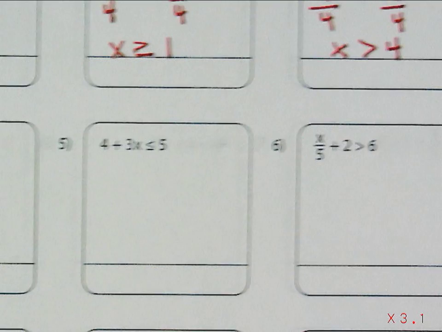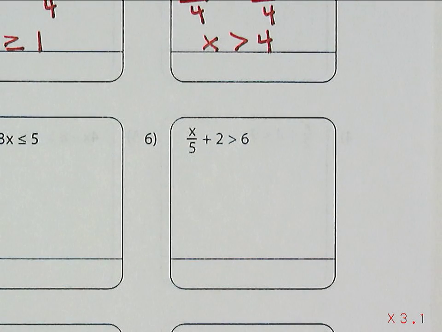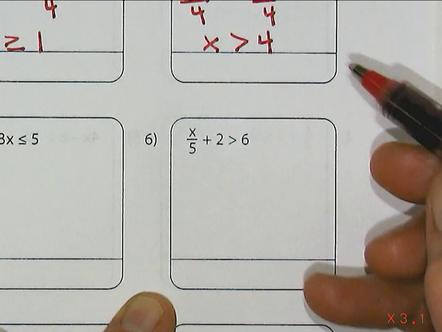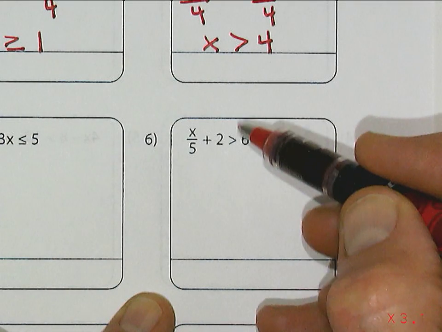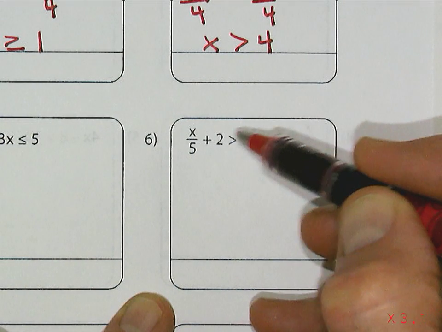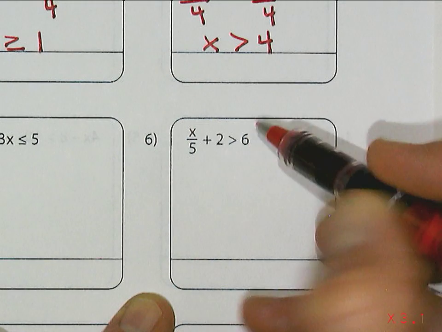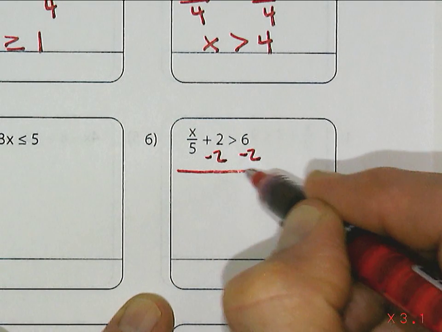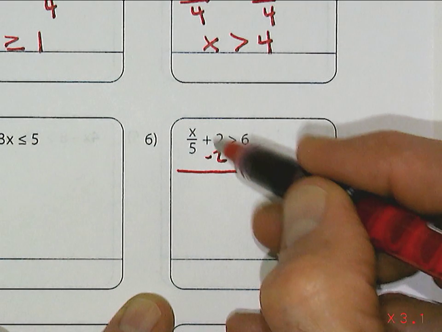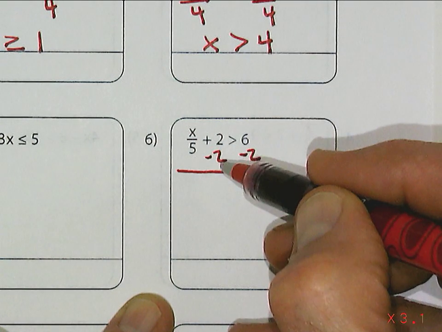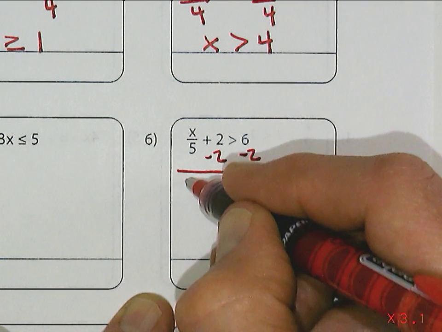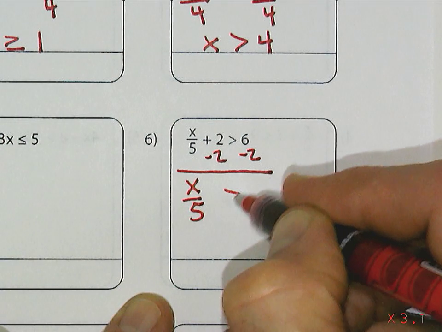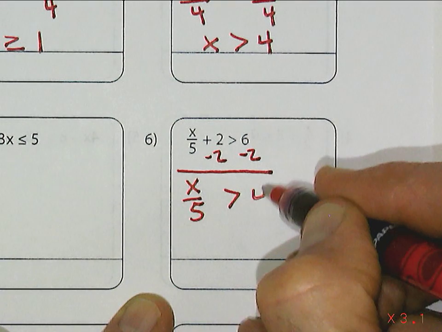I'm going to jump over to number 6 on the introduction page here. And not a whole lot of difference here. We have x divided by 5 plus 2 is greater than 6, so I'm going to subtract 2 from both sides to make this 2 go away. Positive 2, negative 2 makes 0. So x over 5, or divided by 5, is greater than 6 minus 2, which is 4.